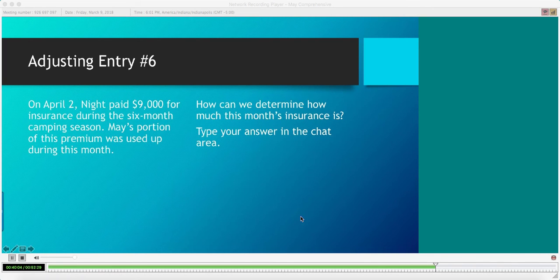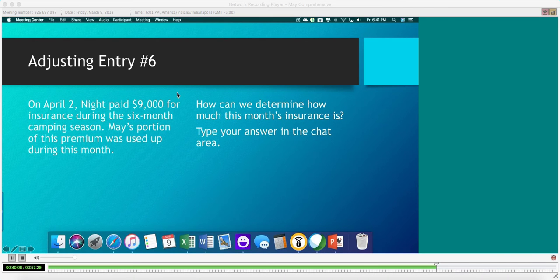Now, this one is interesting. Last quarter, a student calculated the amount in a way that I had never thought of before. I love learning new ways to look at things.